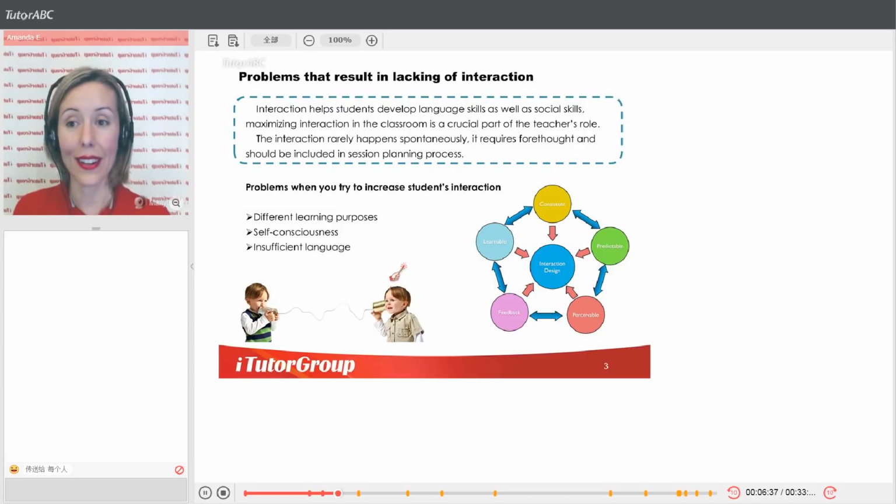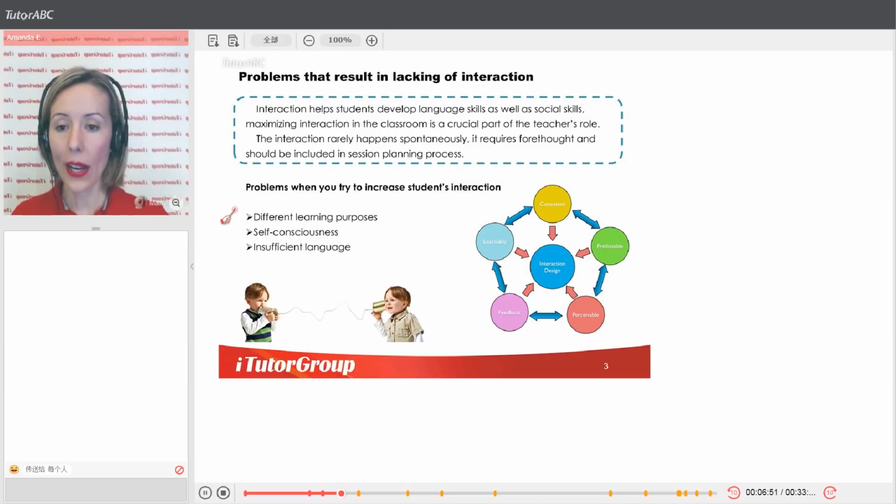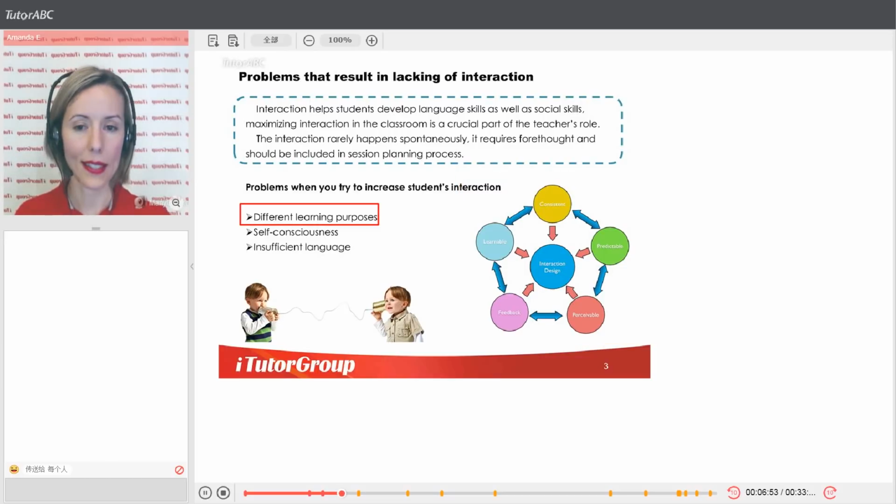But there are some things that can prevent interaction from happening. And like I mentioned earlier, this may not be your fault. You may have planned the interaction in a way that's simple and it's according to the level and the material, but something's stopping the student from interacting with you. Now, it could be different learning purposes, and we're going to take a look at that on the next slide. We'll go into more detail. So that might be the reason the student's there.